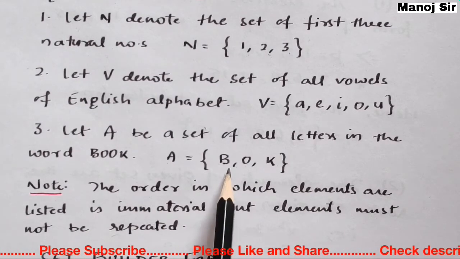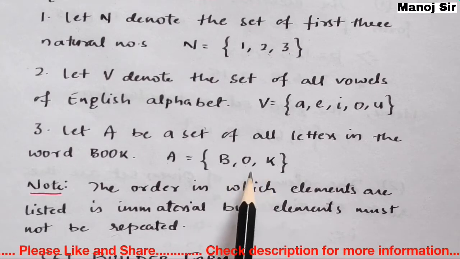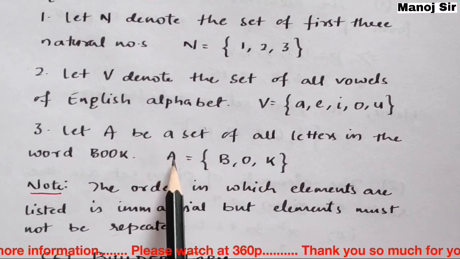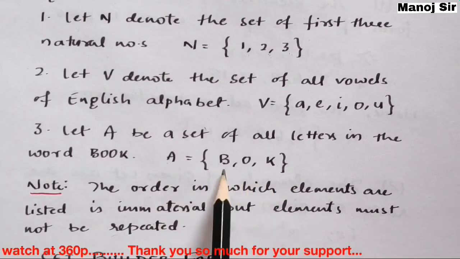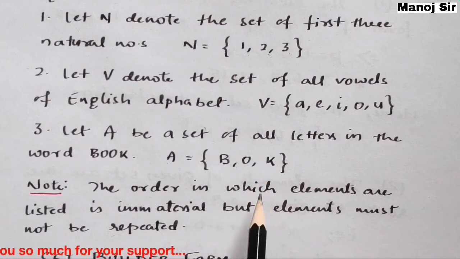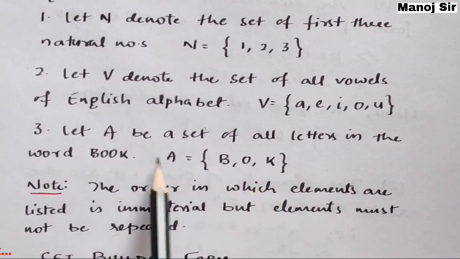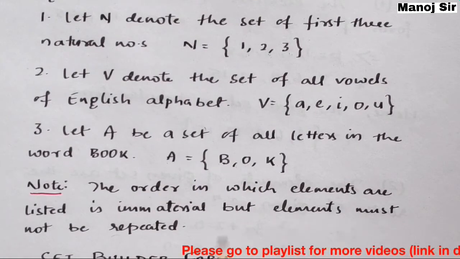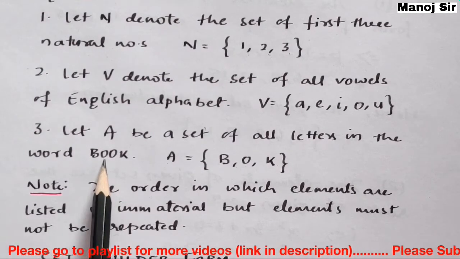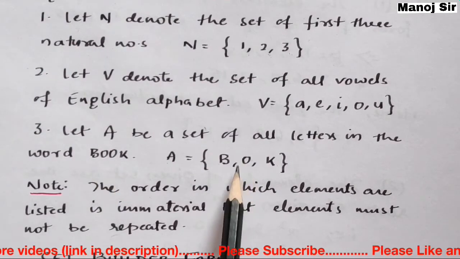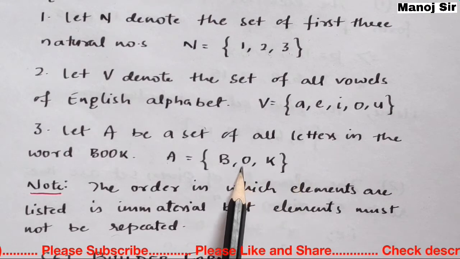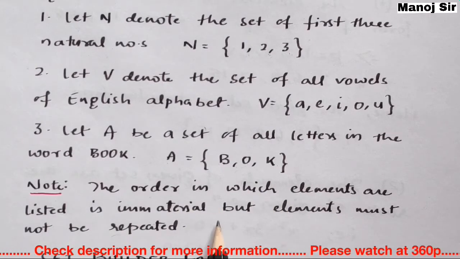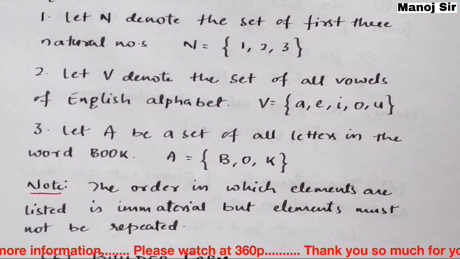It means in place of B, O, K, if I have written K, B, O, that is also correct for this set A. The sequence in which I have written this is not important. You can change the sequence of set A, but the set will not change. But elements must not be repeated. Here O is used only a single time. So the order in which the elements are listed is immaterial, but the elements must not be repeated.